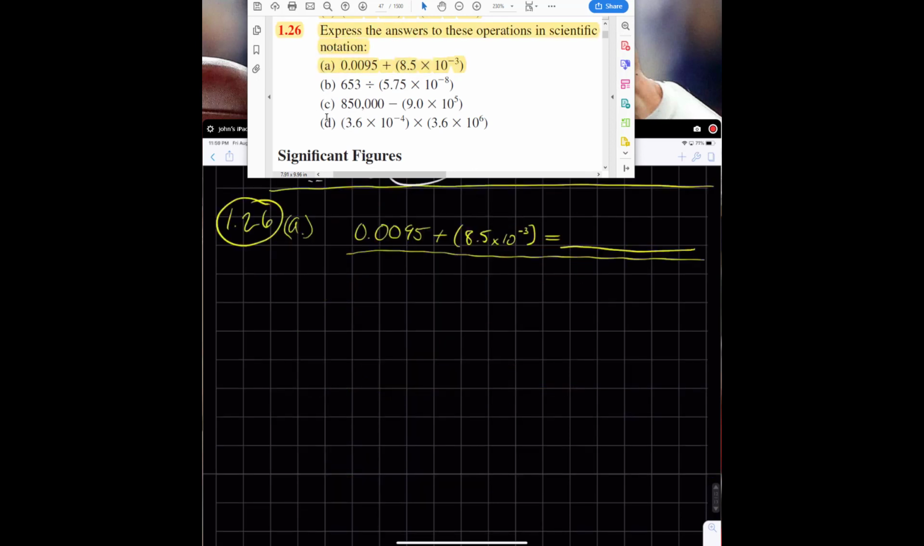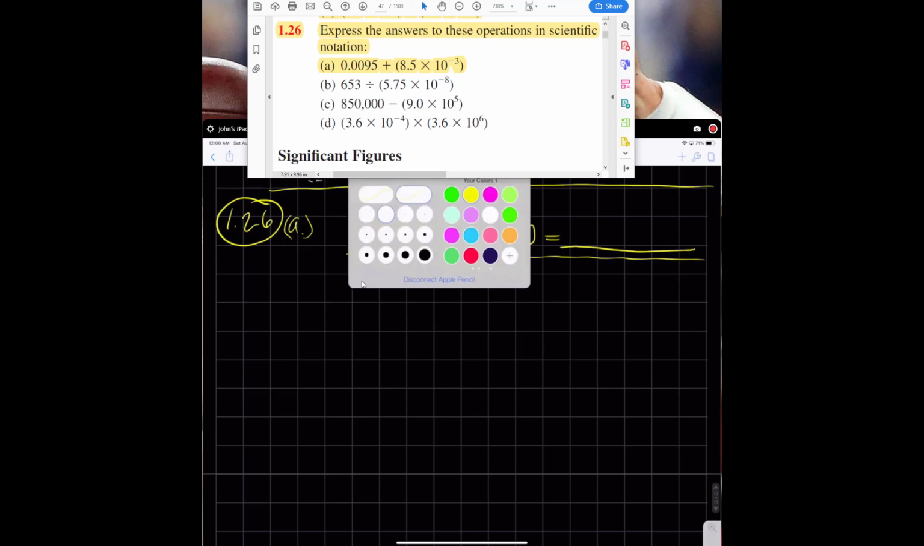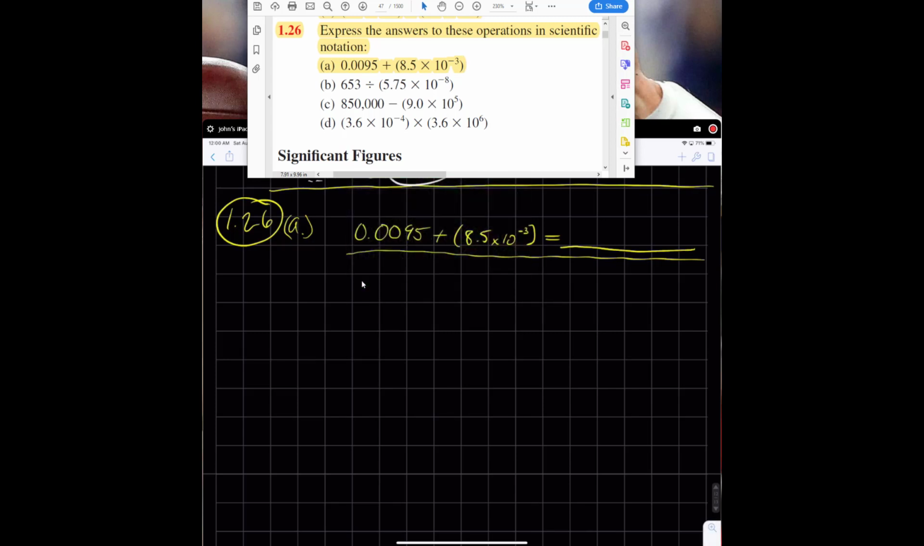Alright, so 26 has 4 parts, A through D. We're going to do A right now. Express the answers to these operations in scientific notation. So just similar to the last previous problems. We have 0.0095 plus 8.5 times 10 to the negative 3 power is equal to a number in scientific notation. So first things first, we identify what we're dealing with. Addition, right? We're doing an addition problem.